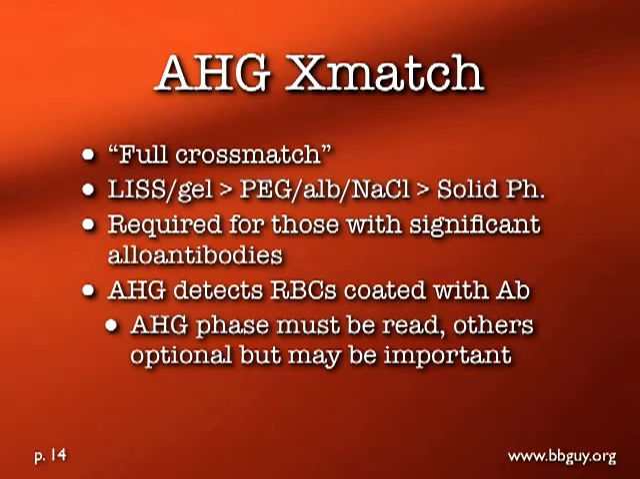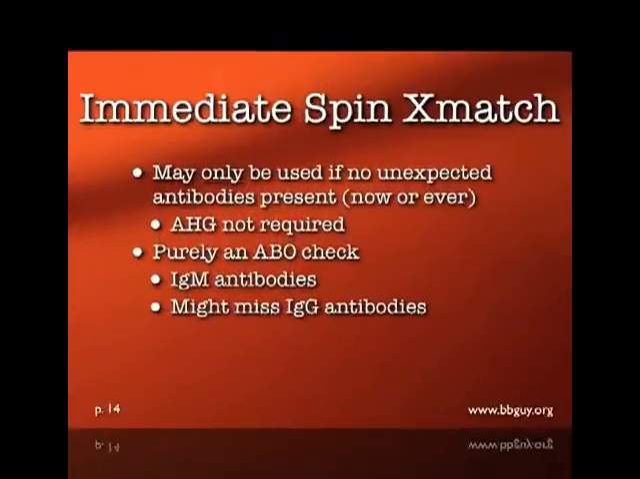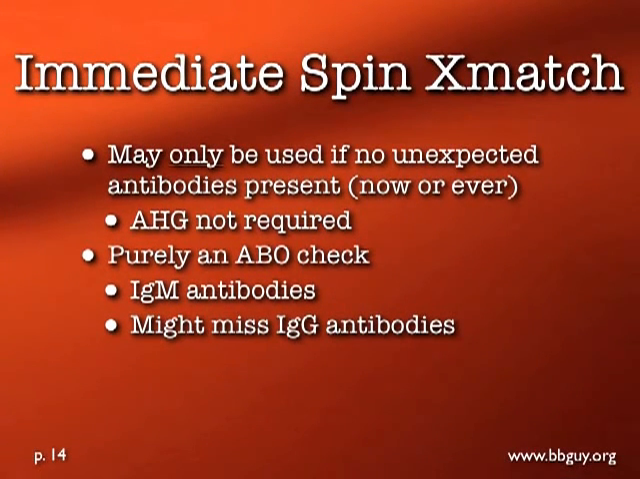Basically, the anti-human globulin detects red cells that are coated with antibody. You have to read those reactions at the AHG phase, though depending on the platform you're using, you go through basically the same steps that you did in the antibody screen. It's just that you're testing your recipient's serum versus your donor red cells. Again, looking for incompatibility. Immediate spin crossmatch, on the other hand, is only used if no unexpected antibodies are present.